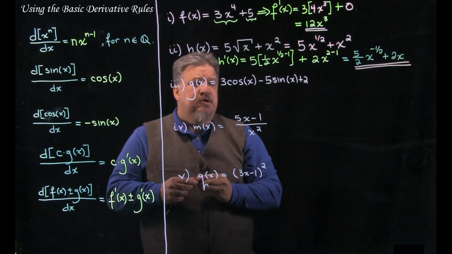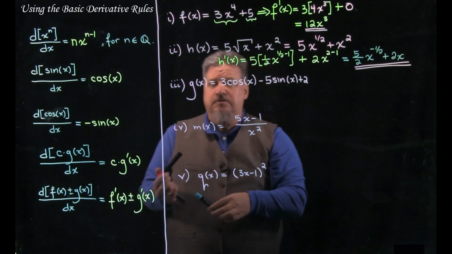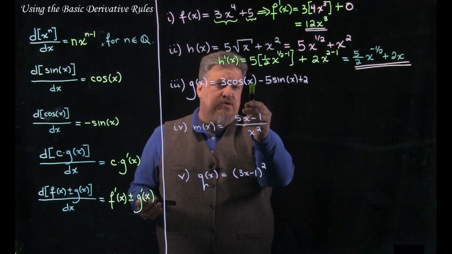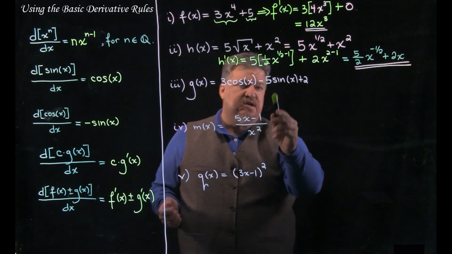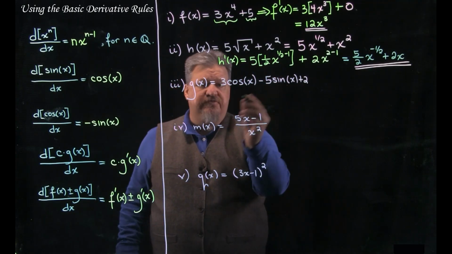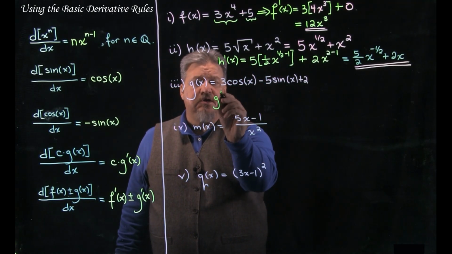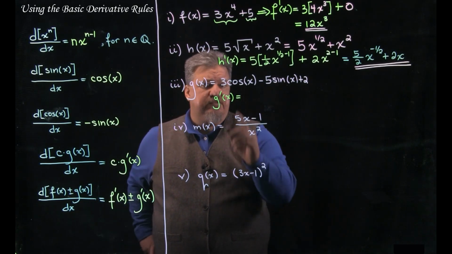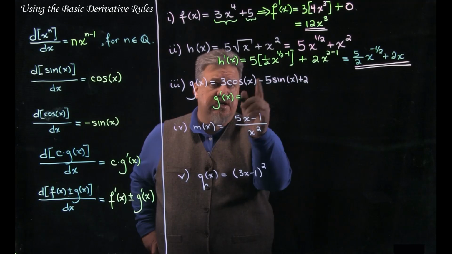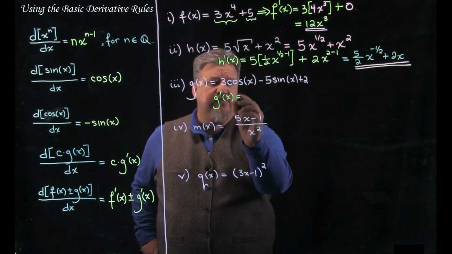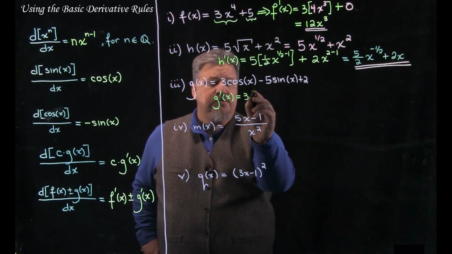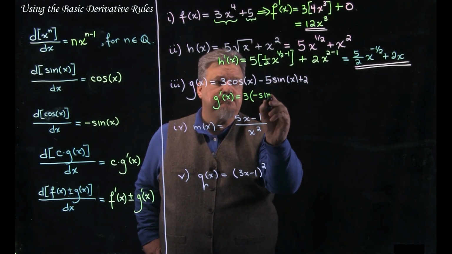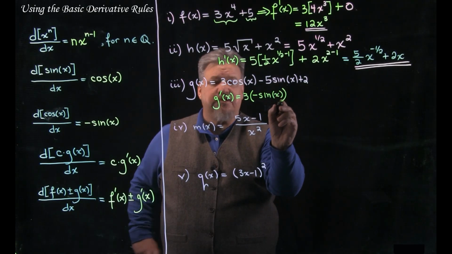Okay. Now, again, for the third problem at hand, we have 3 terms, 3 cosine x, 5 sine x, and 2, or negative 5 sine x, depending how you consider things. But we have 3 terms to the problem, so we take the derivative of each term. So now I'm going to skip the step of writing the 5 out front. 3, what's the derivative of cosine? Minus sine, by this rule.